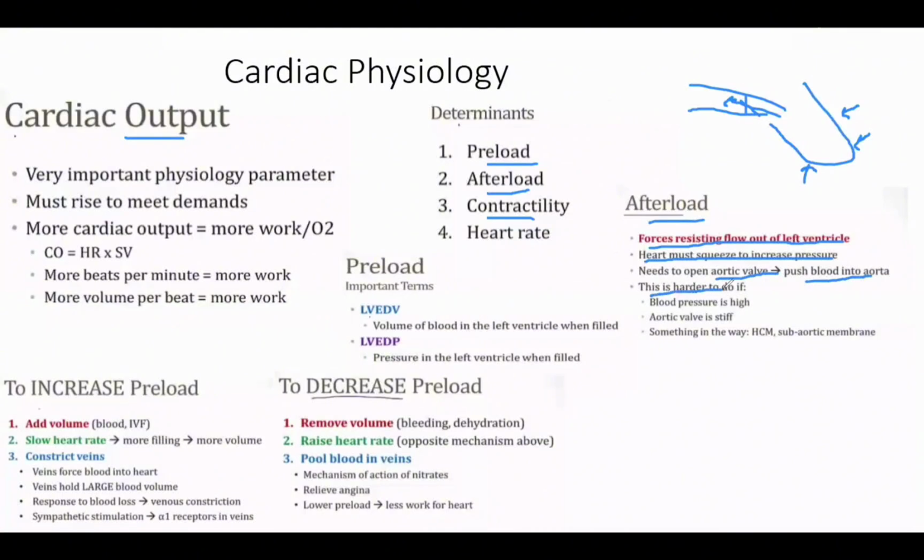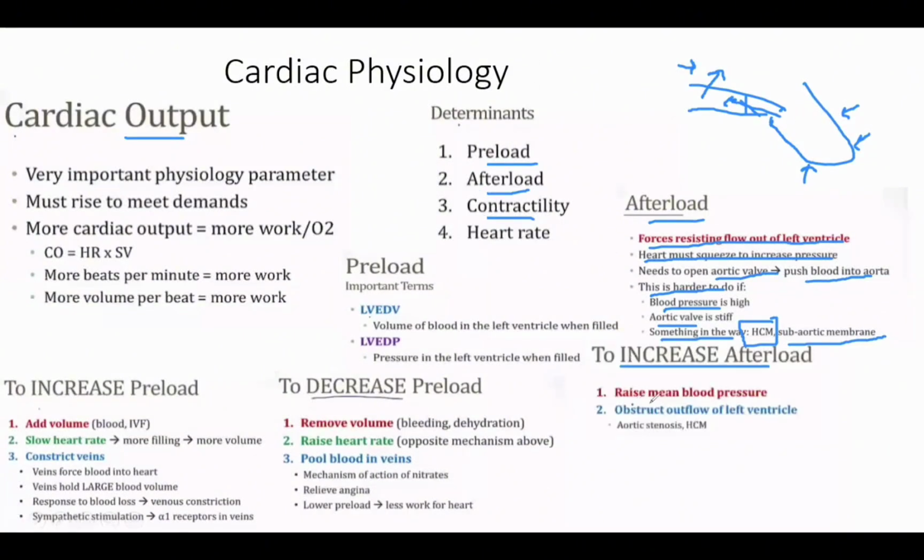Now, this is harder if the blood pressure is high over here. So the heart will need more pressure in order to get blood into the aorta because here is pressure in the opposite direction. And let's make the afterload increase. The second thing is if the aortic valve is stiff. The stiffened aortic valve will also increase the resisting forces to the flow of this blood, and hence the afterload will be increased. And if there is something in the way, like hypertrophic cardiomyopathy or subaortic membrane, whenever there is resistance to the flow, the afterload will increase.